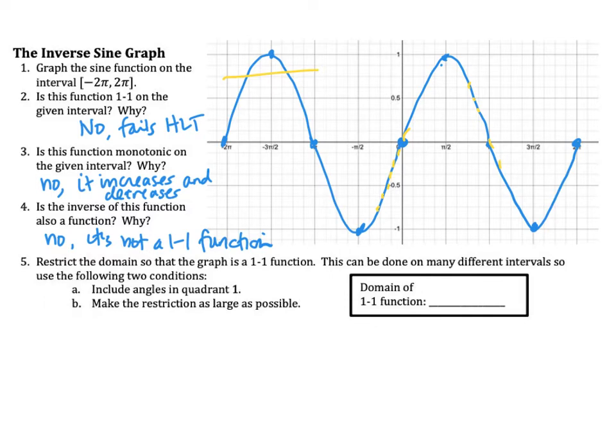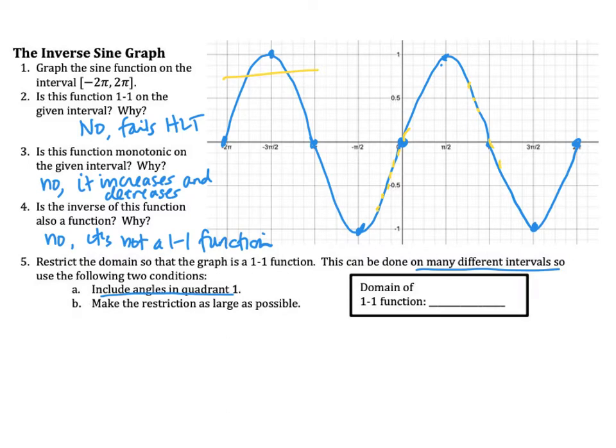So now we're going to the next part, which says restrict the domain so that the graph is a one-to-one function. This can be done on many different intervals, so you have to use these following 2 conditions. Number 1, the angles must be included in the first quadrant, so you have to include those. And then number 2 is you need to make the restriction as large as you possibly can.